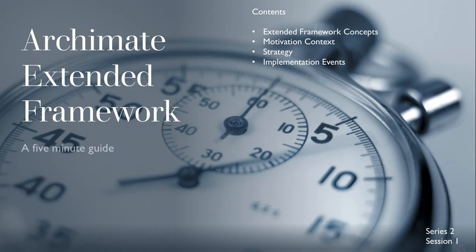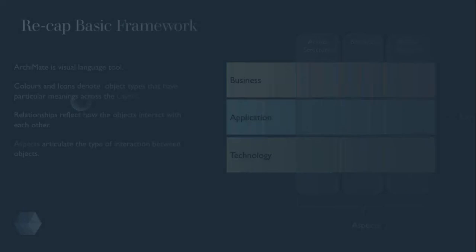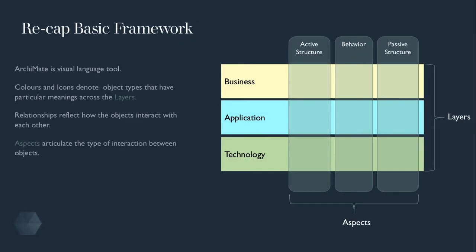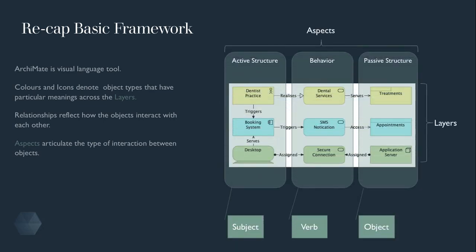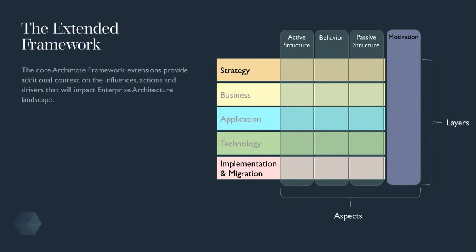This session covers the Archimate Extended Framework. Archimate is a visual language tool. It uses colours and icons to denote object types that have particular meanings. Relationships reflect how the objects interact with each other, and aspects articulate the type of interaction. The core Archimate Framework extension provides additional context on influences, actions, and drivers that will impact an enterprise architecture landscape.